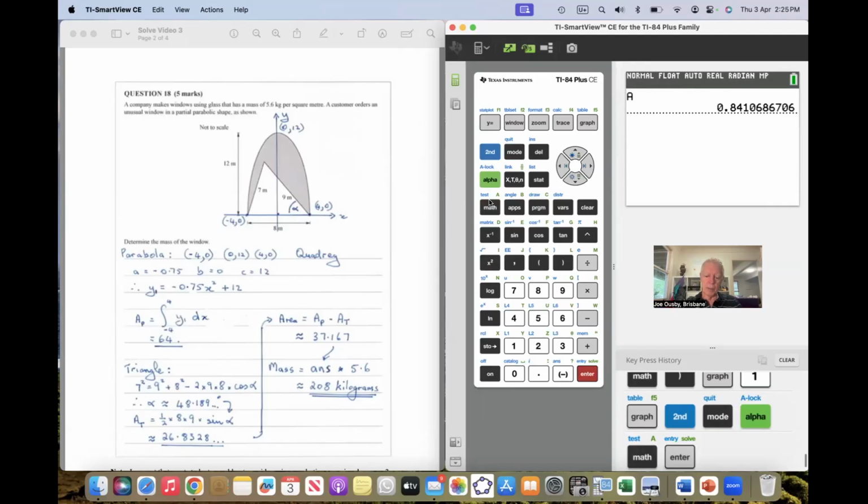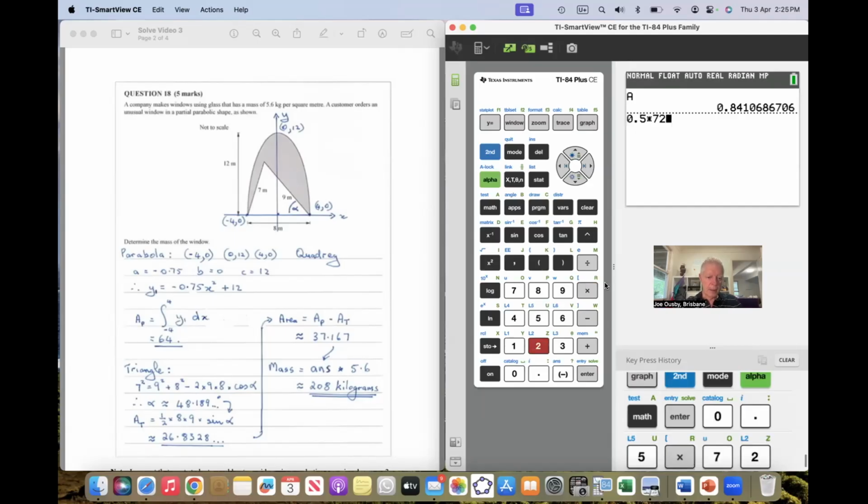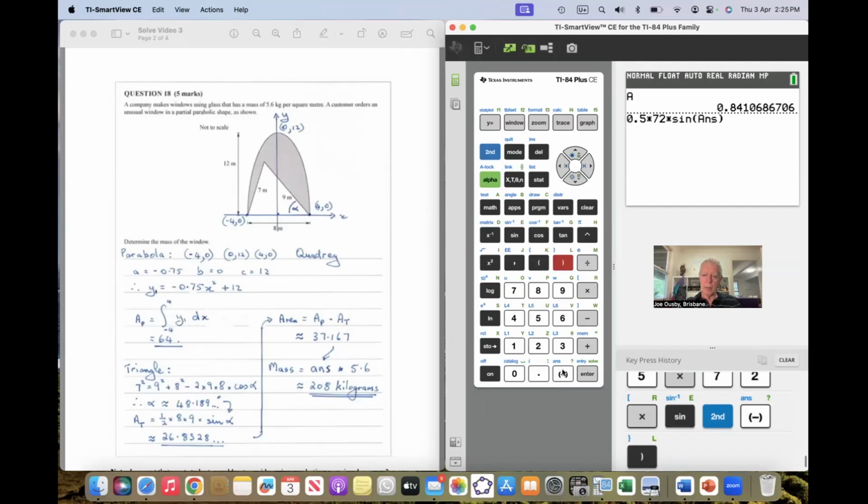basically a half, which is 0.5, multiplied by 8 nines are 72, times the sine of the angle that I just got, which I could just put answer there. I could put answer or I could put A. It's not going to make a lot of difference which way I do that. And execute that, and it comes back and says, okay, the area is 26.8328. So all of those answers have showed up there.